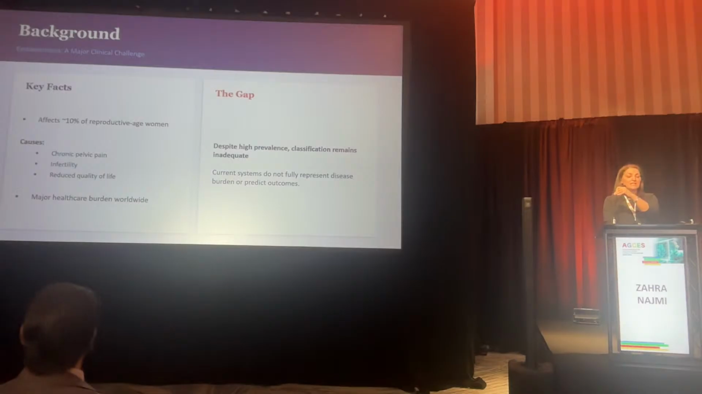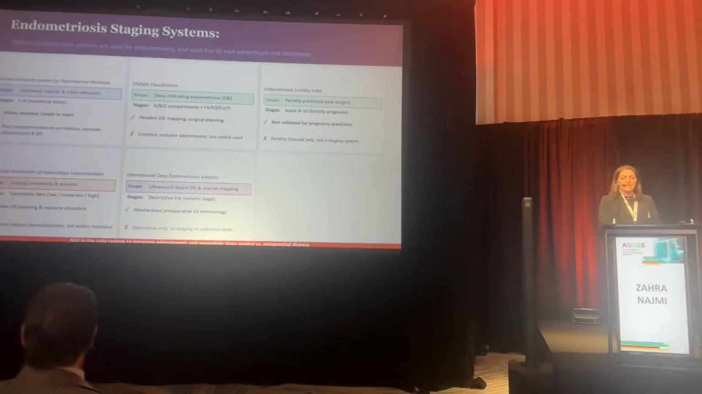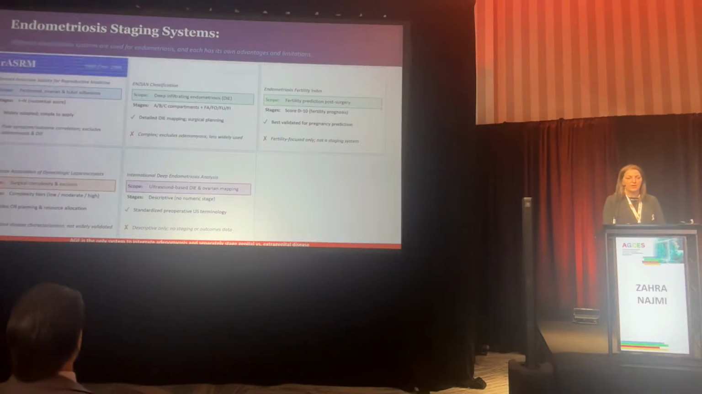Endometriosis is a common disease affecting 1 out of 10 women in reproductive age, and of course the adolescent group. It can cause chronic pelvic pain, infertility, and reduced quality of life. There are different classification systems currently used for endometriosis, and each of them definitely has its own limitations and advantages, starting from ASRM, introduced in 1982. It usually evaluates the peritoneal, ovarian, and tubal adhesions, stage from 1 to 4. It's widely adopted and simple to use.